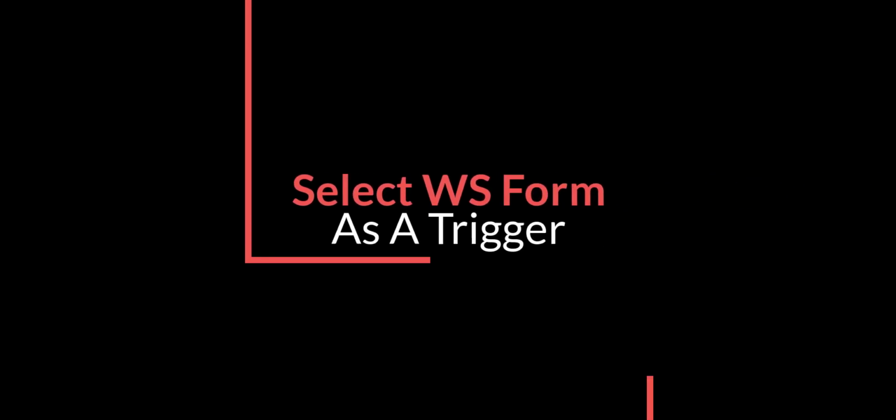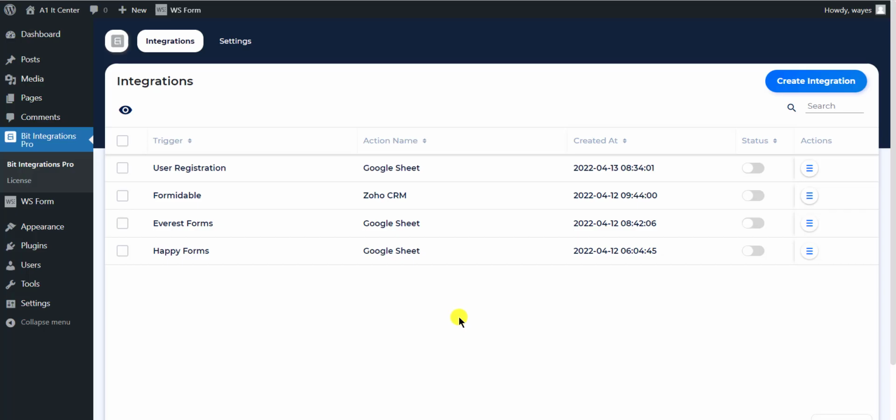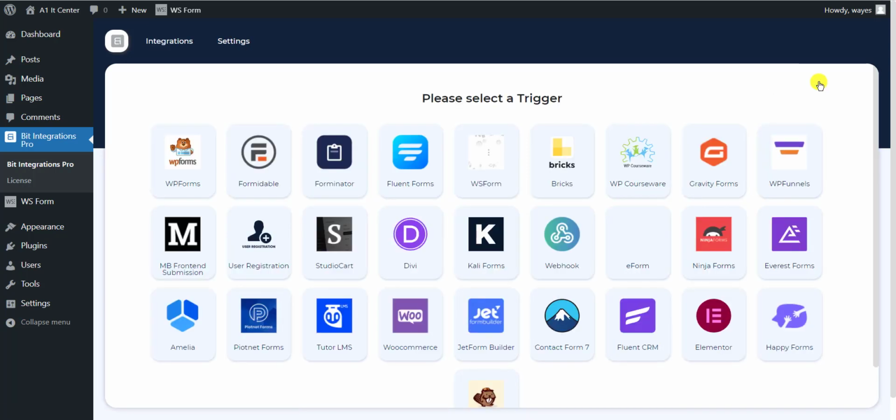Hi, in this tutorial, I will show you how to select WS Form as a trigger and send data to Bit Integrations actions. At first, open the Bit Integrations dashboard and click on the Create Integration button to create an integration. Now select WS Form as a trigger.